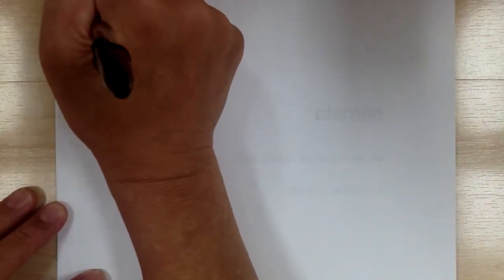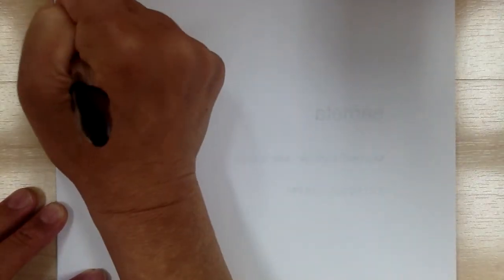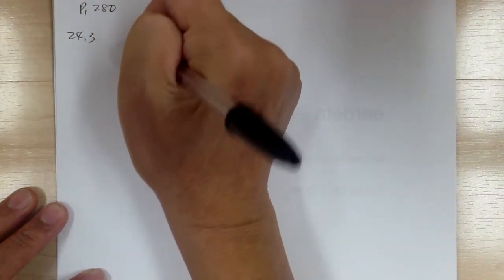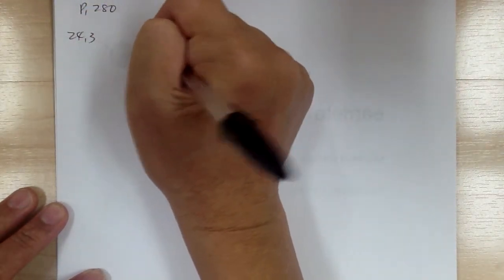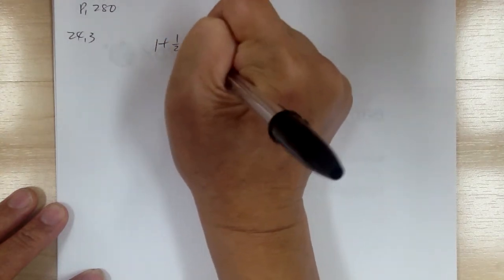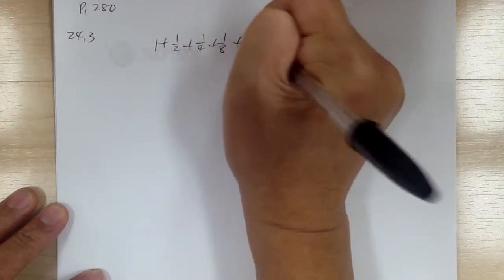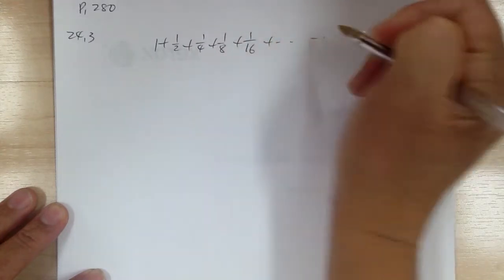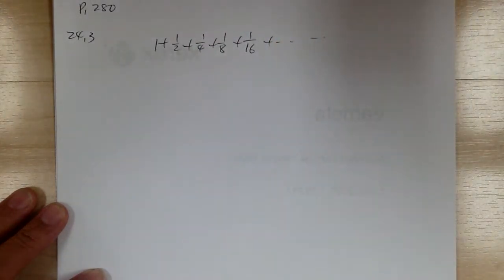Let's go to page 280, and this is lesson 24.3. This is infinite series, which means the series goes on forever. So if you have 1 plus 1/2 plus 1/4 plus 1/8 plus 1/16 plus dot dot dot, what does it equal to?